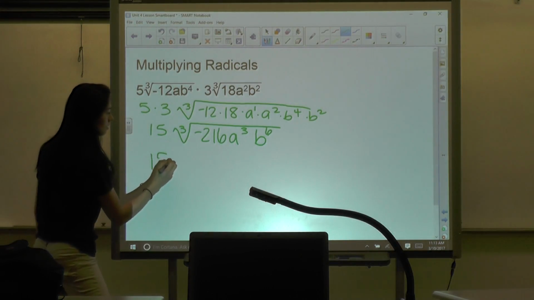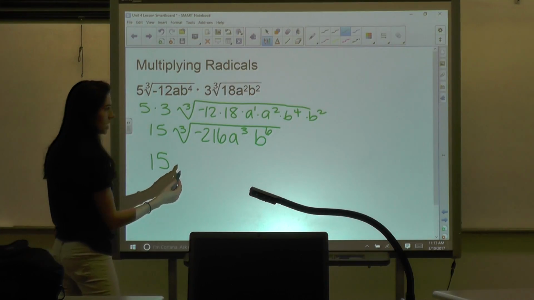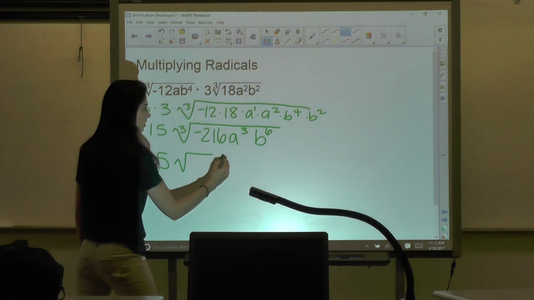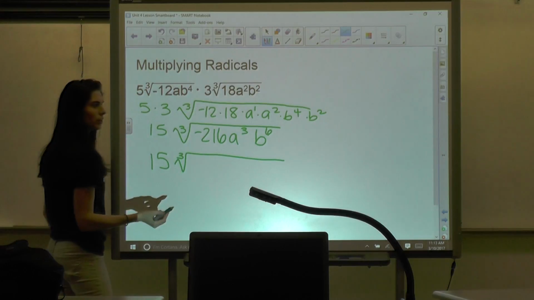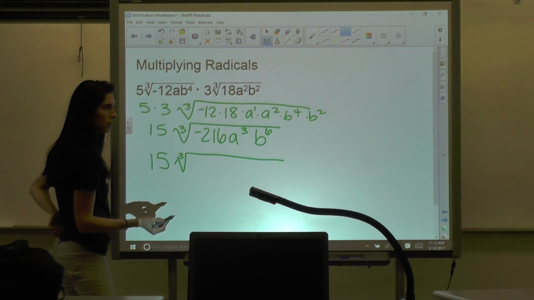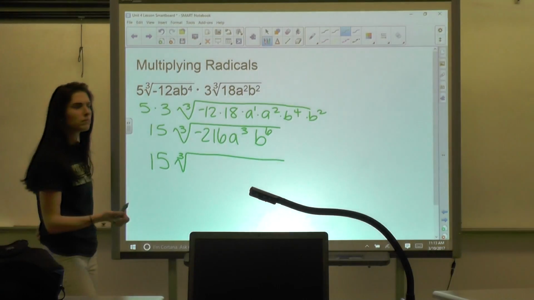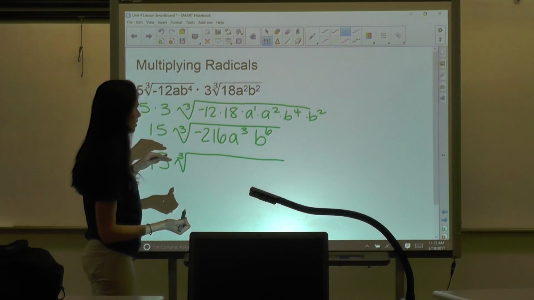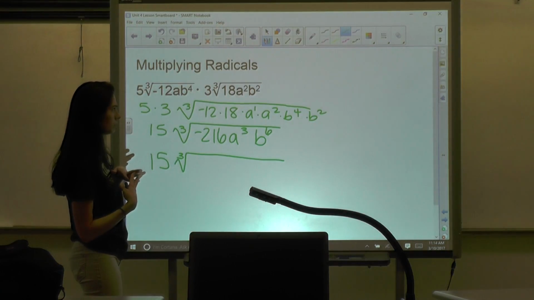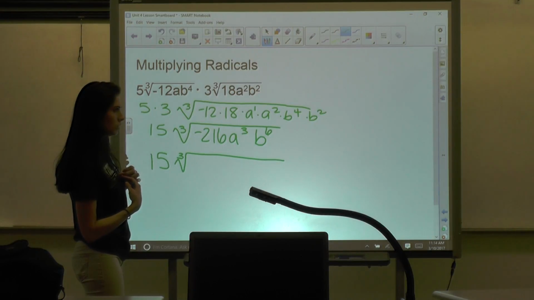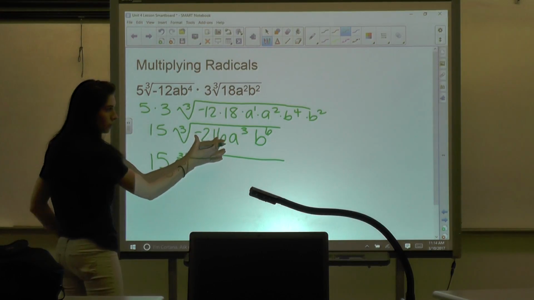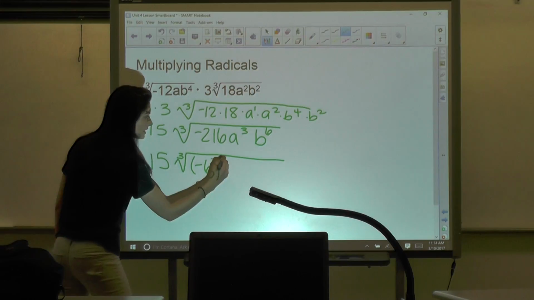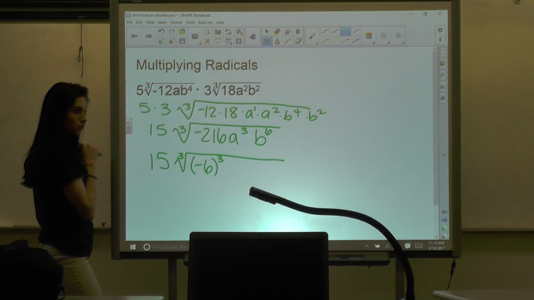So 15 multiplied by everything. You have to multiply by every single thing. Multiply 15 by 6. I don't know what you're talking about. The cube root of 216 is negative 6, because negative 6 cubed gives you negative 216.